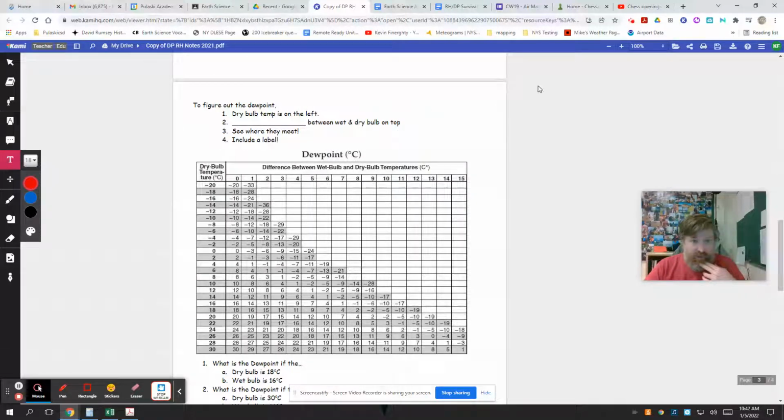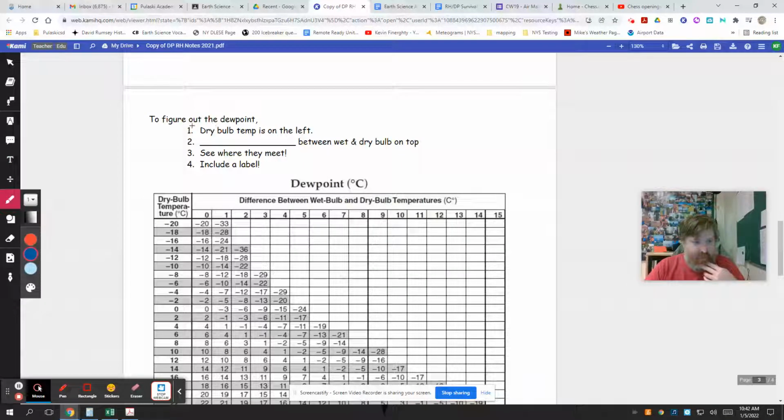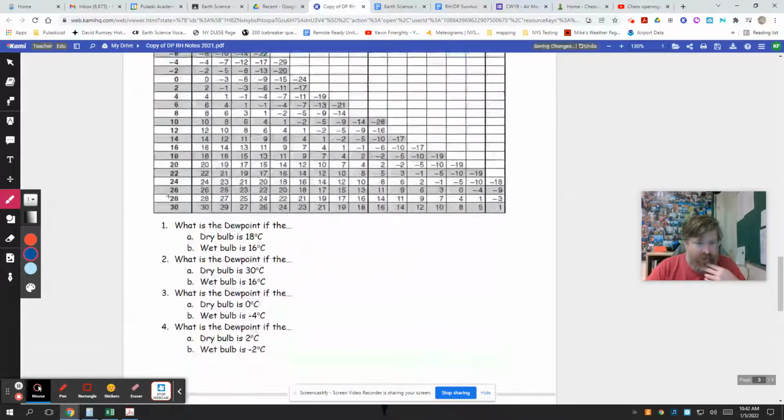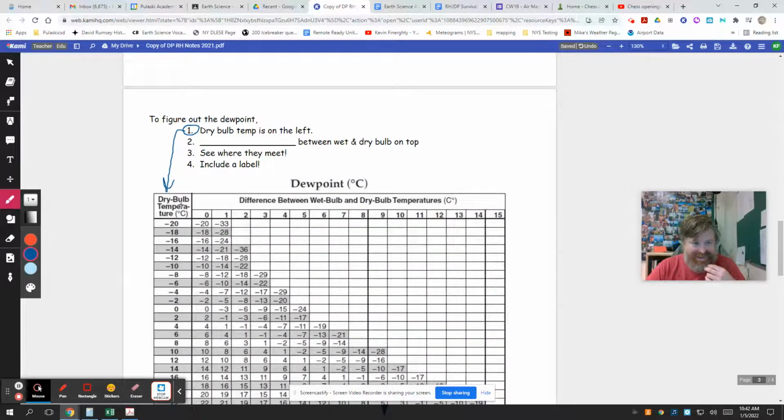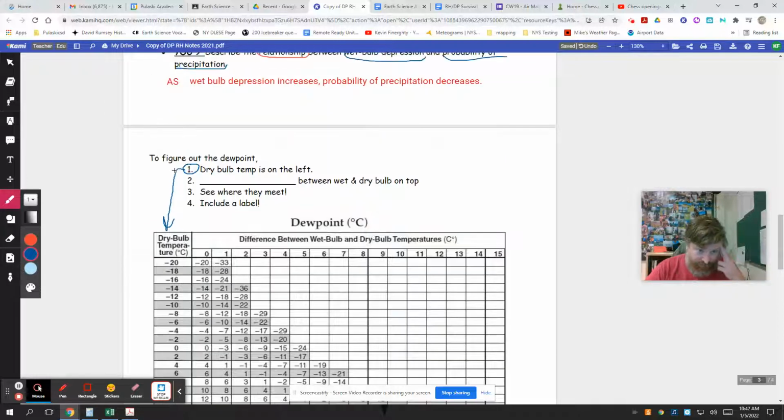So to figure out the dew point, here's what we're going to do. The dry bulb temp is on the left. So please, right now, with your marker, step one, dry bulb temp is on the left. These are your dry bulb temps, right down that column. You go from negative 20 all the way up to positive 30 in Celsius. And yes, they only give us the even numbers. Occasionally they'll be mean and do an odd number, which means you have to figure out how to do it in between two. It's a bummer, but it's not impossible. I'm going to give you all even ones as we're learning them.